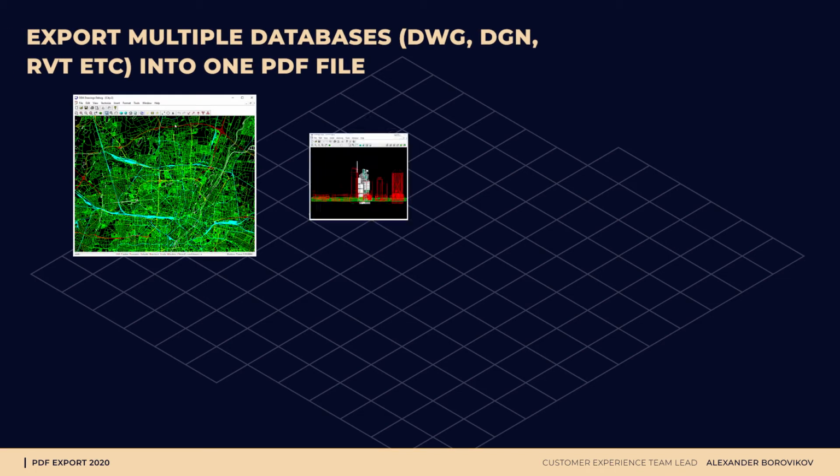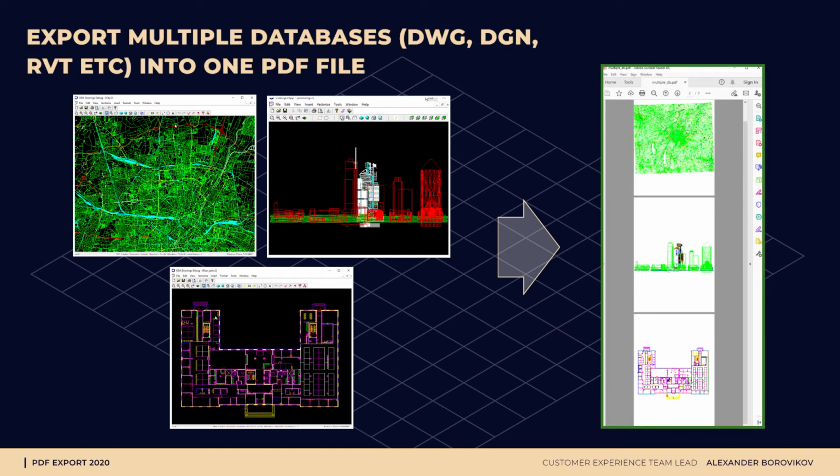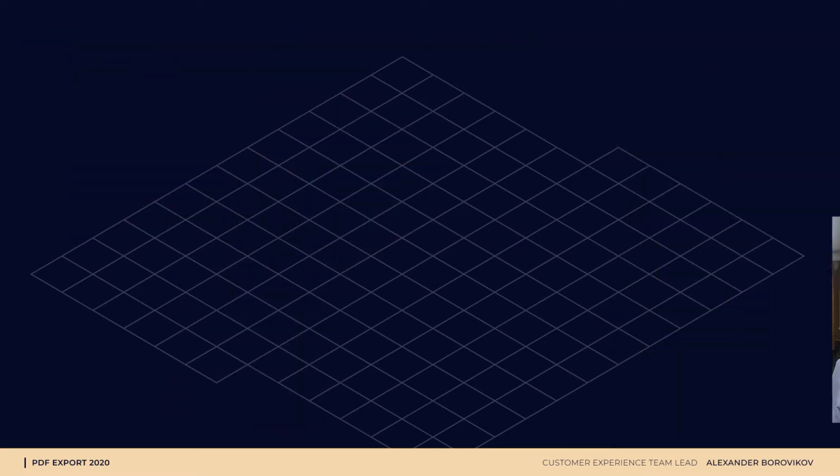Export multiple databases into one PDF document. That means that you have multiple databases with multiple layouts, and you pick up different layouts from different databases and add them to one PDF document. What's more important, those databases may represent various formats like RVT, DWG, and whatever.